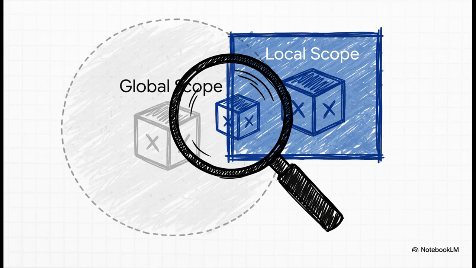The local variable wins every single time. This is a really important concept called shadowing. Basically, the compiler is lazy. It always looks for the nearest definition first. It checks the local room before it ever bothers to look out in the global hallway. So that local x completely hides or shadows the global x for a little while.